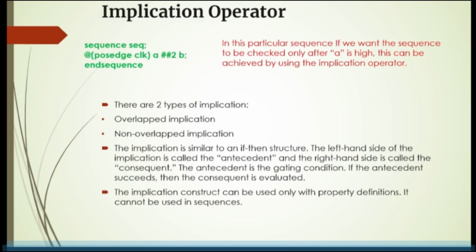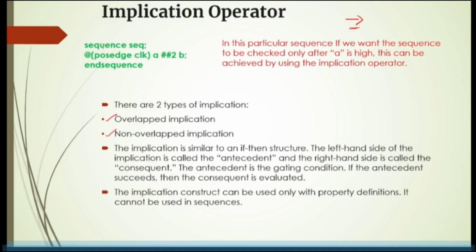You have already seen this implication operator while we were talking about the OOPS concepts. Implication operator is basically denoted by this symbol, a dash and an arrow, just like an arrow symbol. In SystemVerilog assertions, you have two types of implications: overlapped implication and non-overlapped implication. What is the difference between them? We are going to see this today in detail.